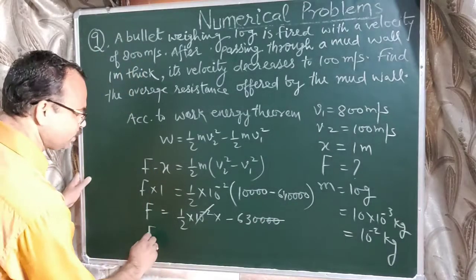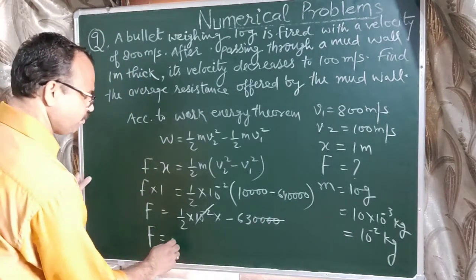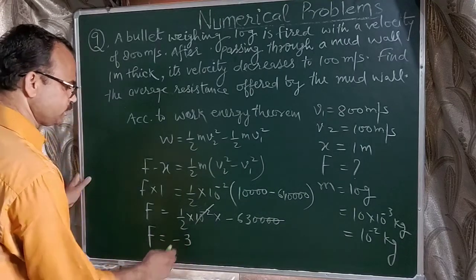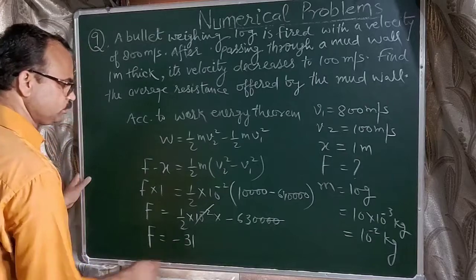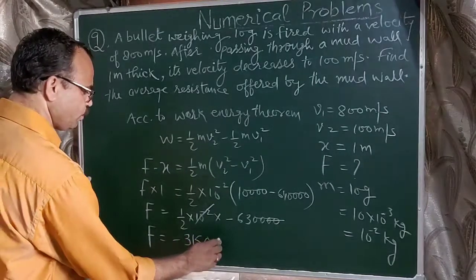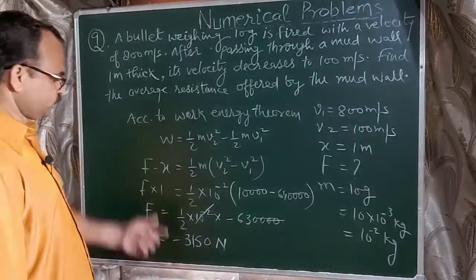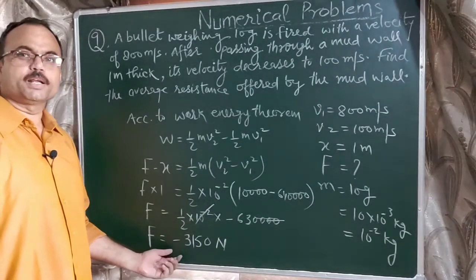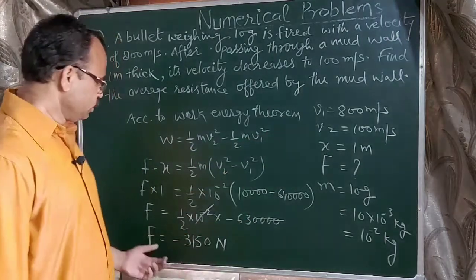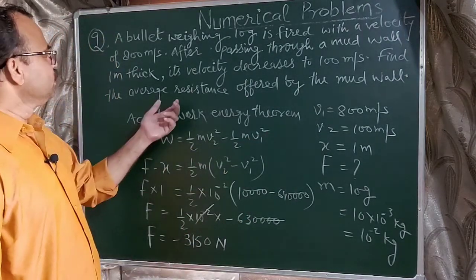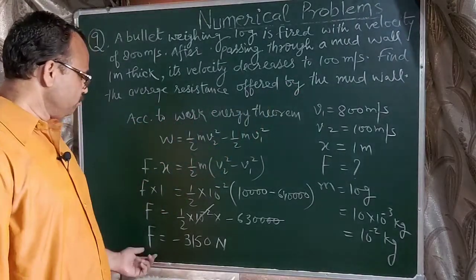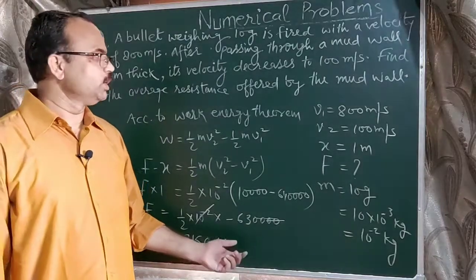So F equals minus, 2 3s are 6, 2 1s are 2, 1 2 5s are 10 and this 0. Okay. So this minus sign indicates it will be a resistive force, meaning an opposite force due to which its speed decreases. So we can write the average resistance force offered by the mud wall will be 3150 Newton.